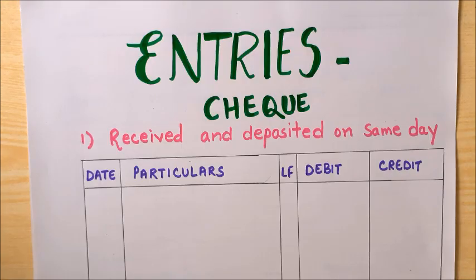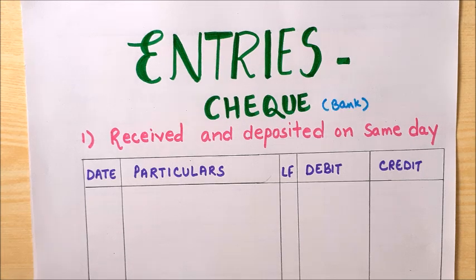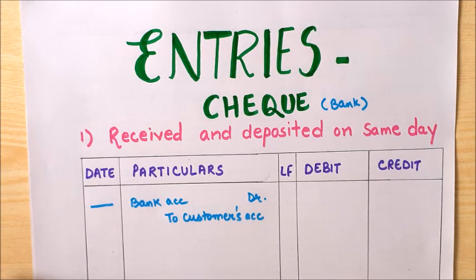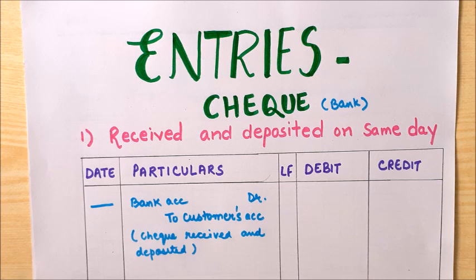Now let's discuss about the entries related to checks. So the first entry is received and deposited check on the very same day. So the entry will be, since cash is coming in the bank, so bank account debited to customer's account. As customer is the giver, you will write the narration as check received and deposited on the very same day.